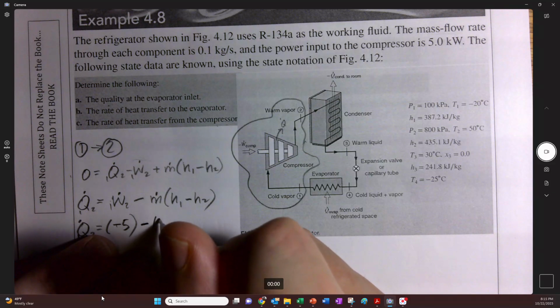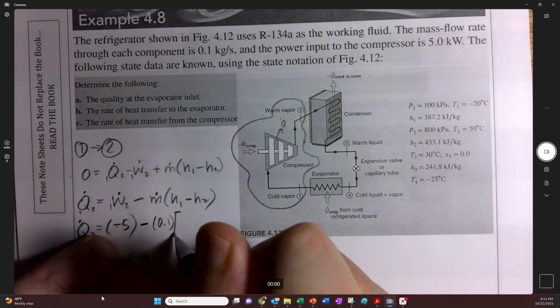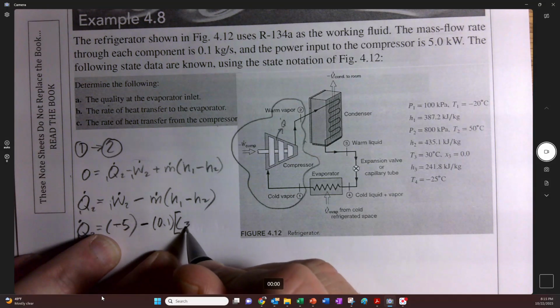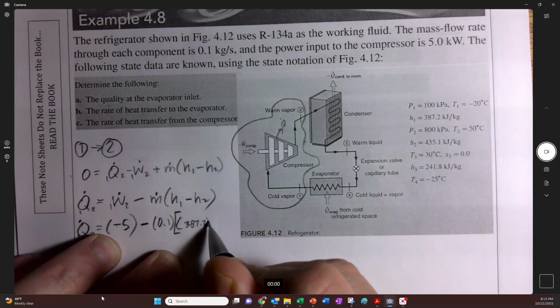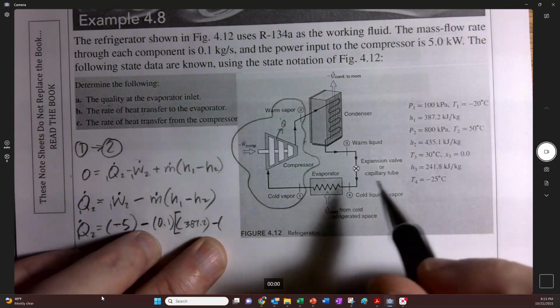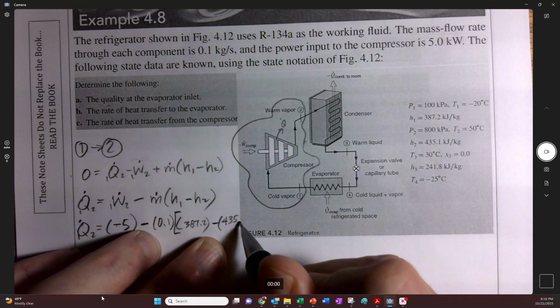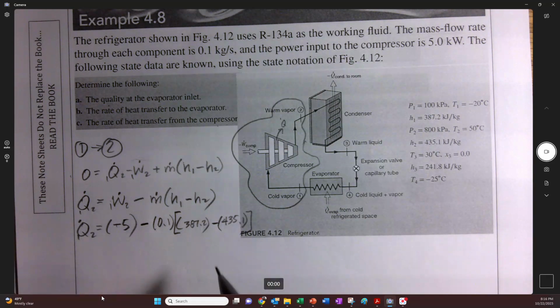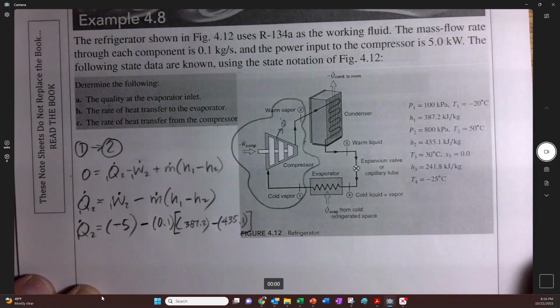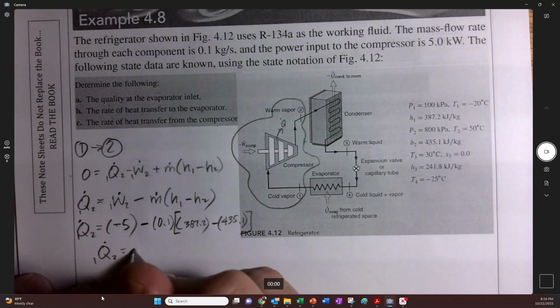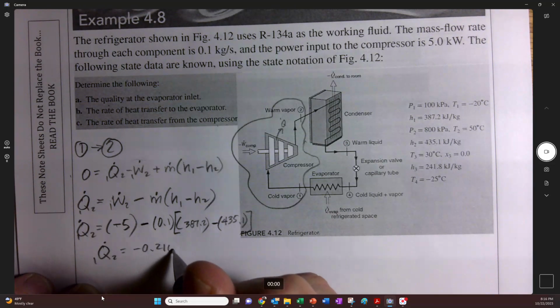So I'm going to go 0.1 times H1, which is 387.2, minus H2, which is 435.1. All right, so that's going to be, yeah. If I did it correctly, this should be a negative 0.210 kilowatts.